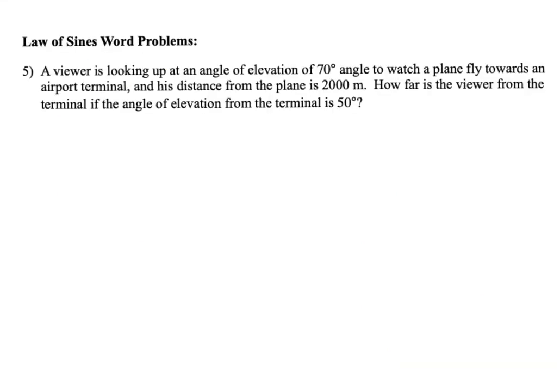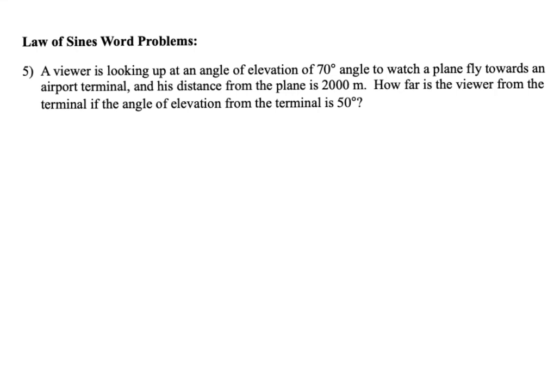All right, so sometimes word problems will just give you a description, like number 5. Sometimes they will give you a picture, like number 6. So the first one says, a viewer is looking up at an angle of elevation of 70 degrees to watch a plane fly towards an airport terminal, and his distance from the plane is 2,000 meters. How far is the viewer from the terminal if the angle of elevation from the terminal is 50 degrees?